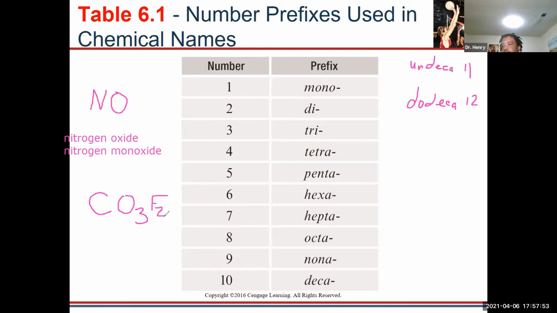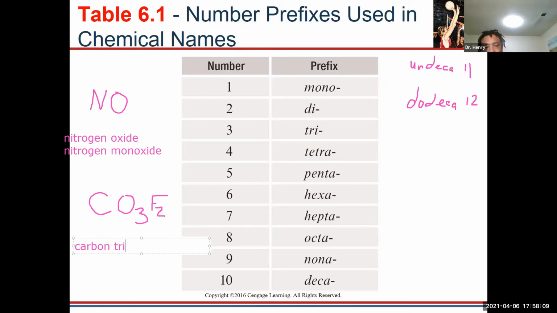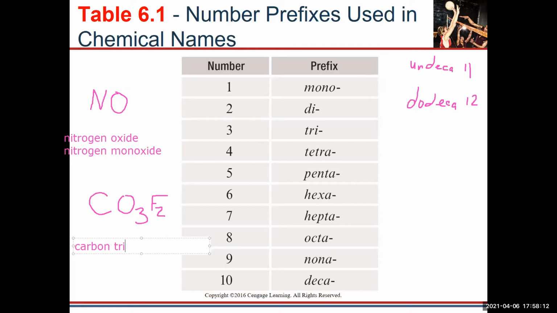What would I call that guy? Carbon oxygen fluoride. Difluoride. That's right. Okay. Carbon trioxygen. Dioxygen difluoride.